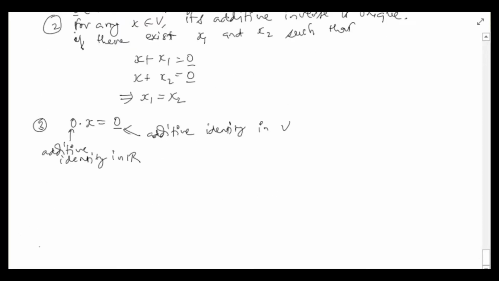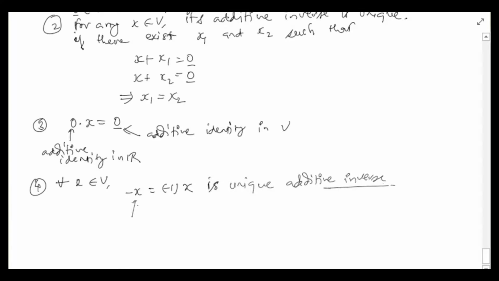The fourth property says that for all x in V, minus x, that is the additive inverse of x, is minus 1 times x. Minus 1 is the real number minus 1. Right? This is the unique additive inverse. So again, this is the additive inverse in V, and minus 1 we know is the real number minus 1.